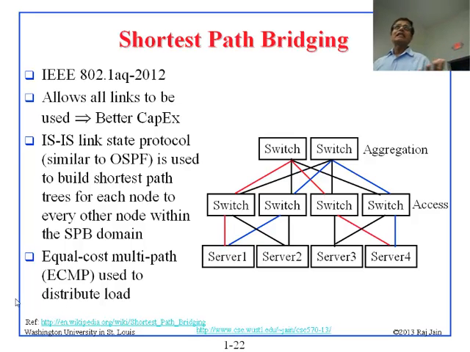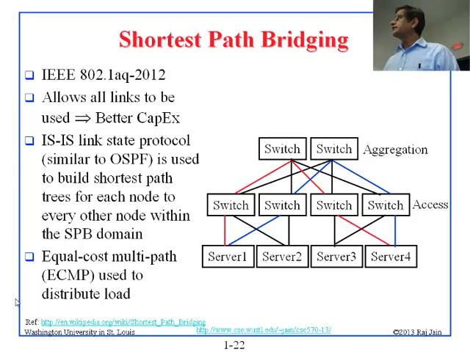So this is better CapEx, because once you bought the link, 100 megabit, 1 gigabit, 100 gigabit, whatever, you want to use it. You don't want to block it. So this is the one. The IS-IS protocol is used to find the shortest path, and if there are multiple paths with the same distance, both of them are used with equal cost multipath. So basically, you hash and randomize, and you decide how to get there.